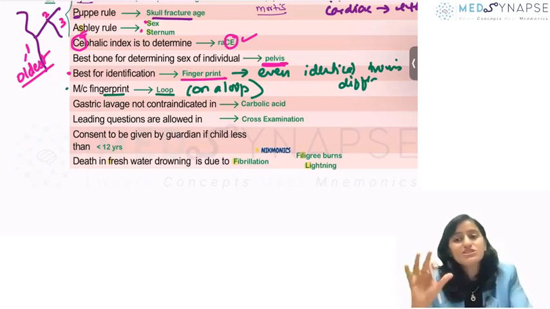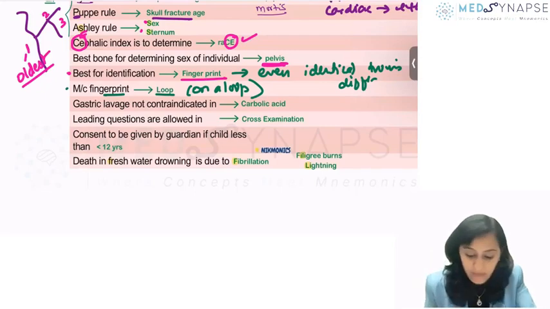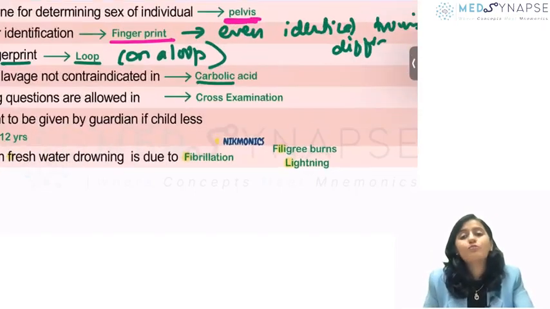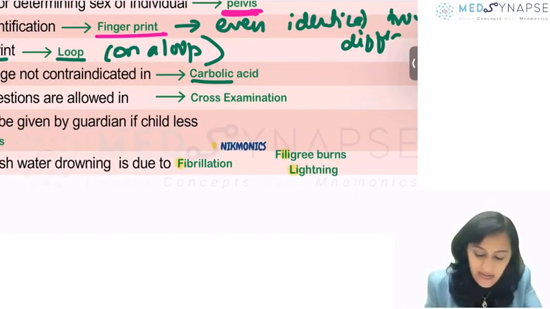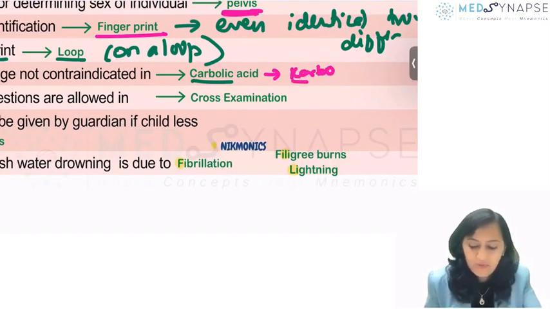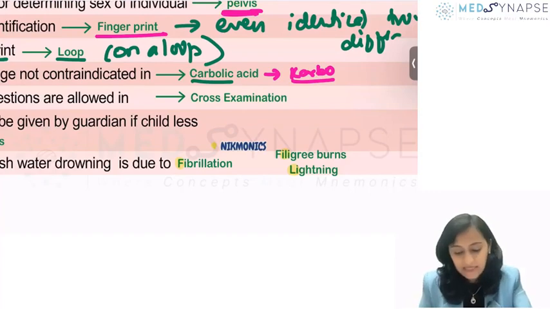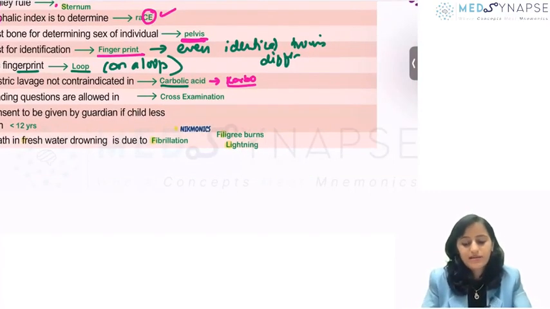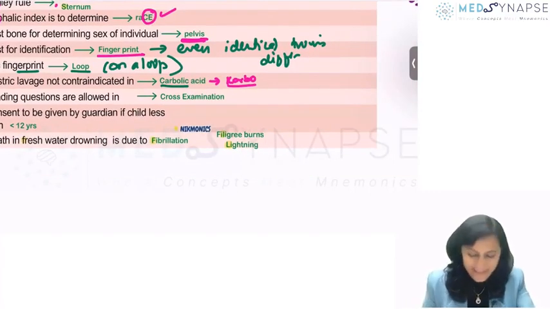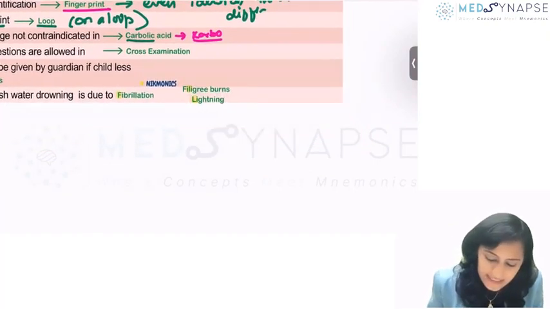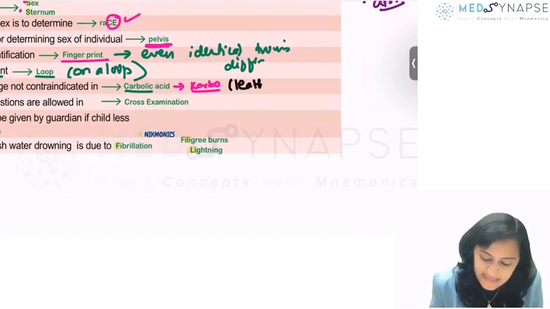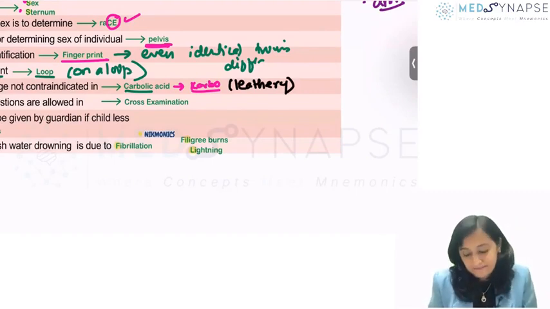Gastric lavage is not contraindicated in which corrosive poisoning? Very important, carbolic acid. Remember, carbo is carbo. Do gastric lavage in carbolic acid. Yes, leathery stomach. Very good. So carbolic acid gives leathery stomach.